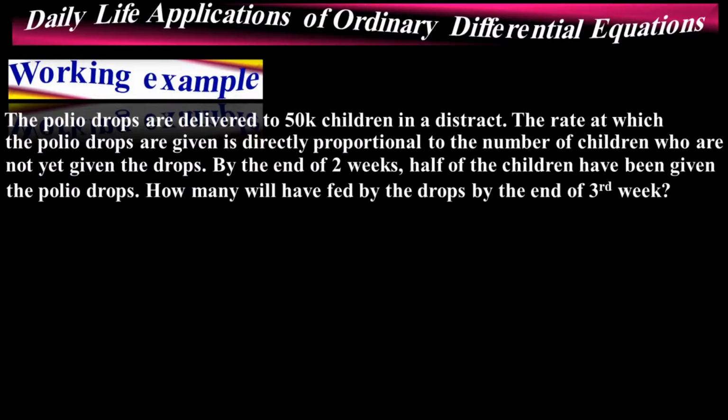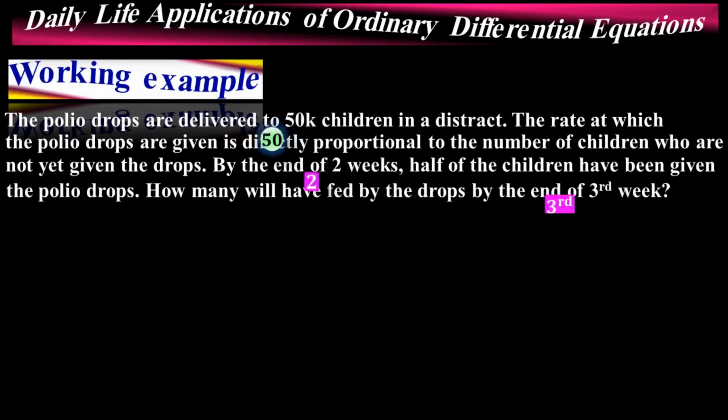It is a simple problem in our daily life. The statement says that there are 50,000 children that need polio drops. So after 2 weeks, half of the children have been given the polio drops, which means that 25,000 children have been given the polio drops. Now the task is how many children have been fed by the drops by the end of the third week, which means after 3 weeks, how many children will have been fed by the drops.